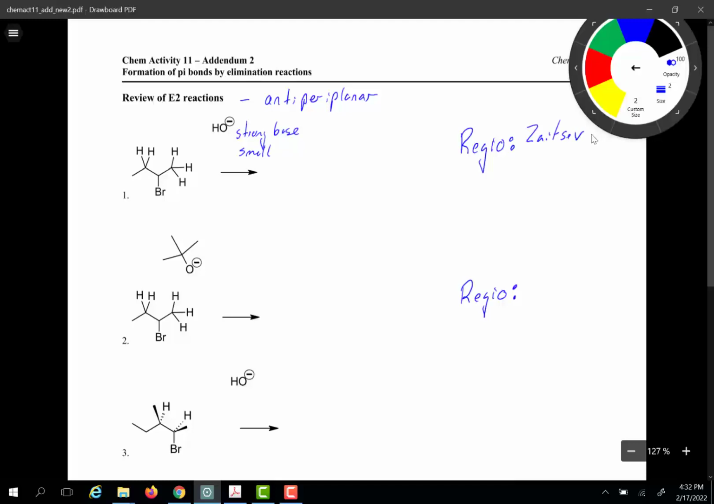In looking at my substrate, I see that I have some beta hydrogens here and beta hydrogens here. It will be the beta hydrogens on the left that get removed to form the more substituted product. That will be the Zaitsev product. Note that I have two beta hydrogens. Therefore, there are two ways that those beta hydrogens can be antiperiplanar. This will give rise to two different products.